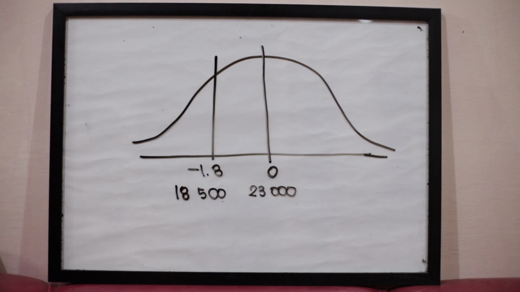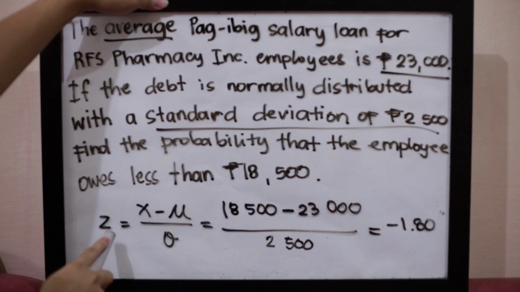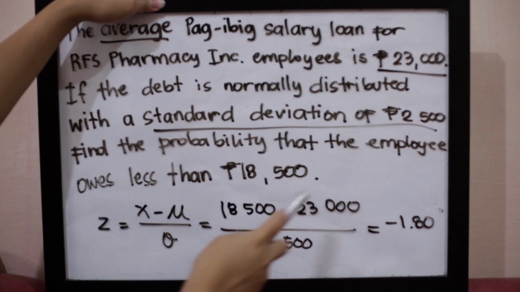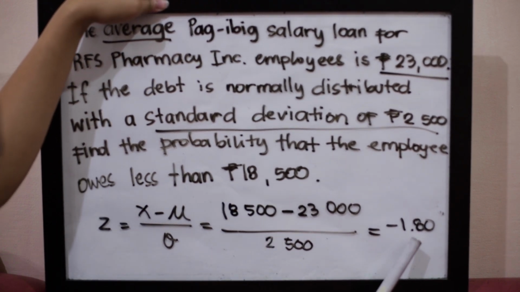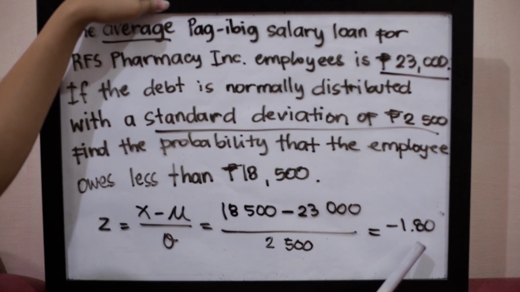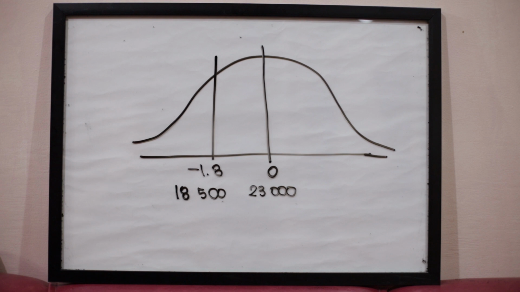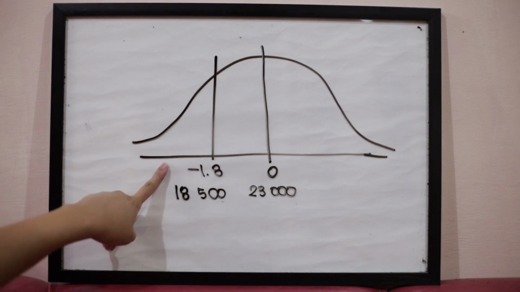Why? Because that is what we solved earlier, right? We get the equivalent Z-score if our raw score is 18,500. And what we got is negative 1.80 or negative 1.8. That's why the Z-score equivalent for the raw score 18,500 is negative 1.8.